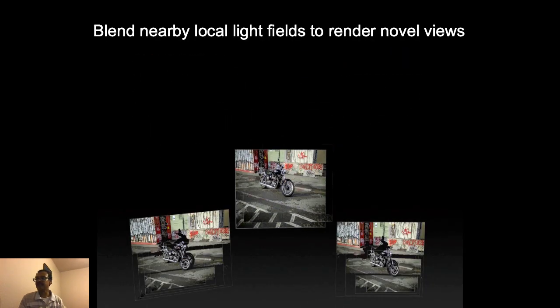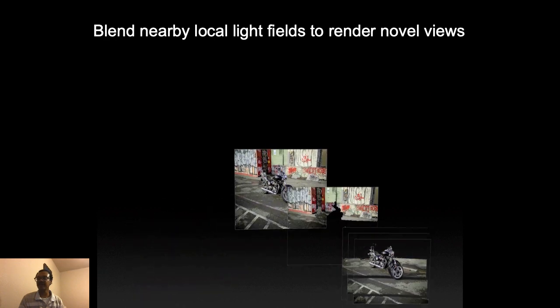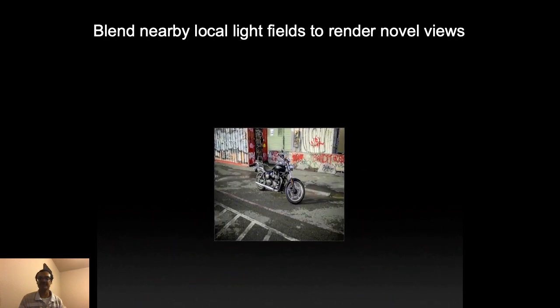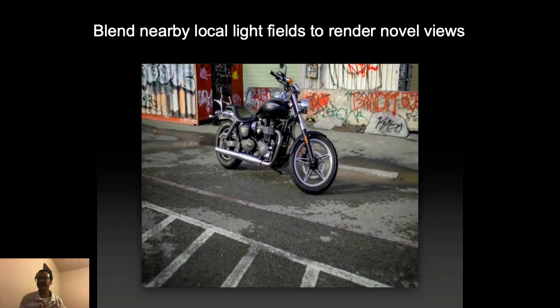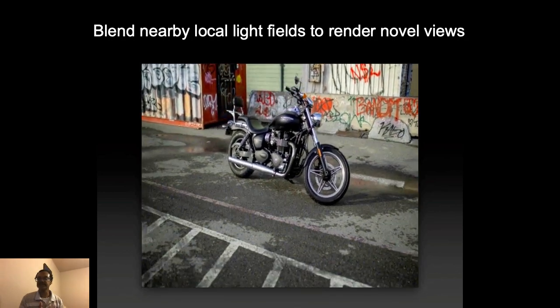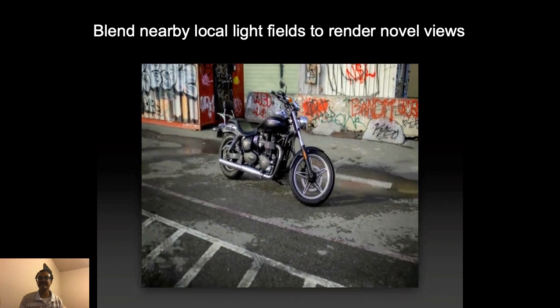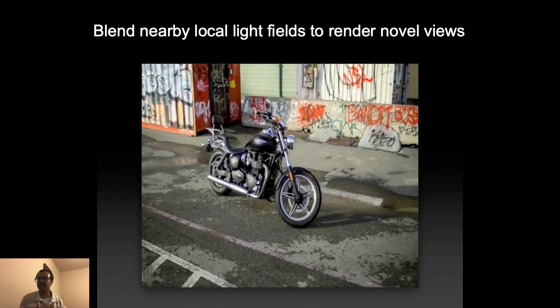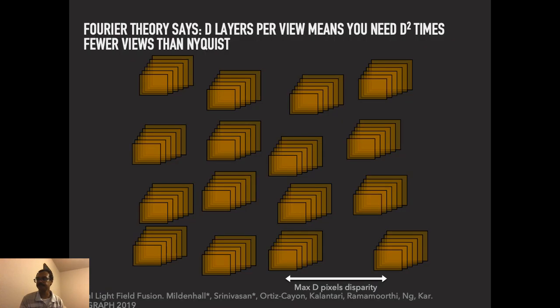And then we blend the nearby local light fields to create novel views. In this way, we have a method we refer to as local light field fusion, and it can produce these highly detailed and realistic light fields from a sparse set of images. We leverage Fourier theory to provide exact bounds on how much the sampling rate should be.